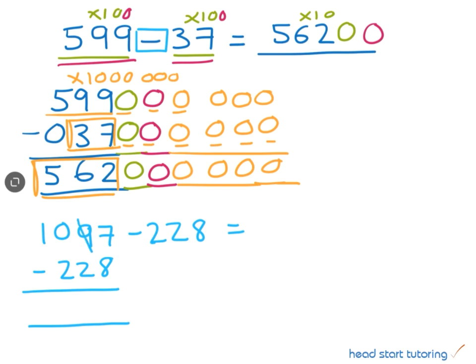7 minus 8 we can't do, so we borrow from our 9 to get 8 there. 17 minus 8 is 9. 8 minus 2 is 6. We borrow from our 1. And 10 minus 2 is 8. So we get an answer of 869 there.